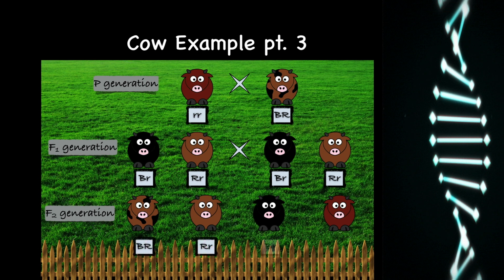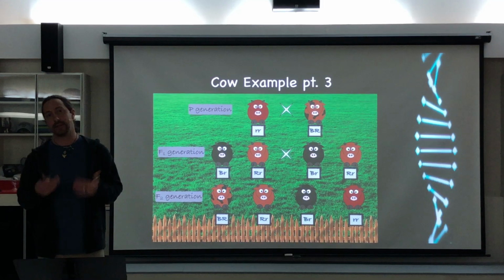The black and brown clearly is heterozygous for having both the black and the brown allele. The brown cow is heterozygous for the brown and red allele. The black cow is heterozygous for the black and red allele. And the red cow is homozygous for only the red allele.